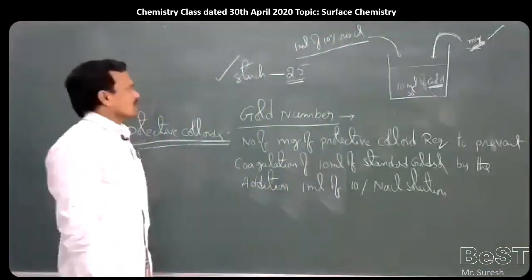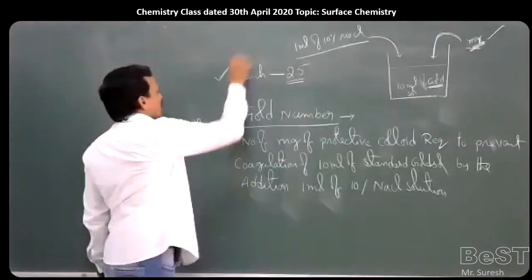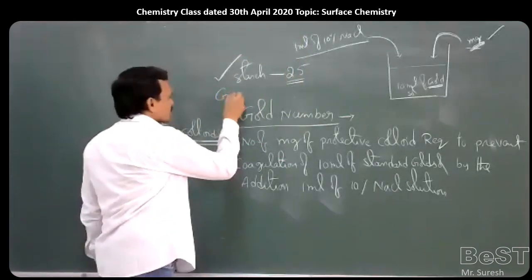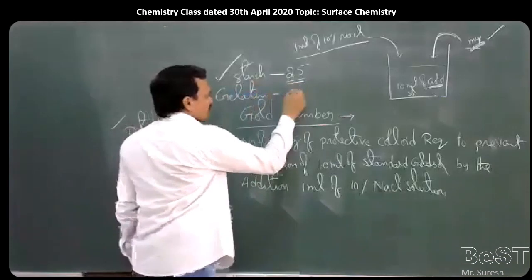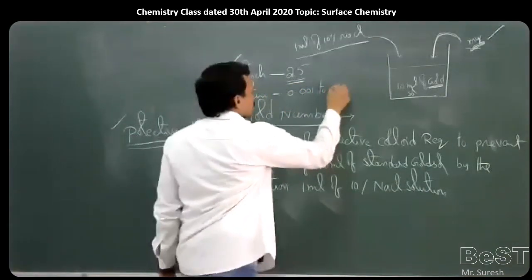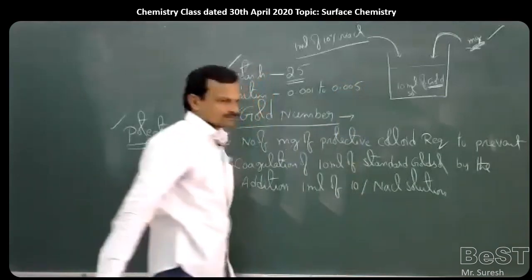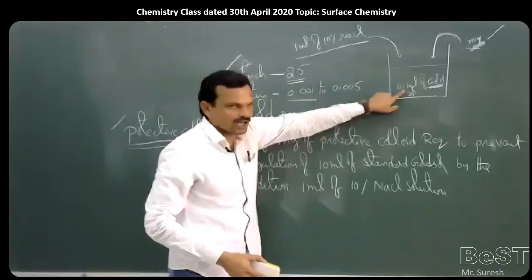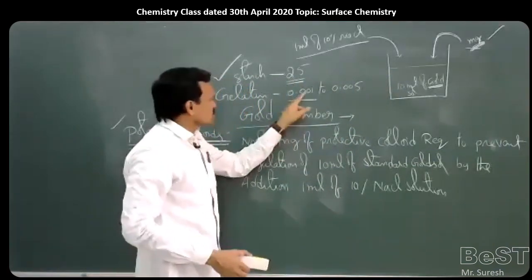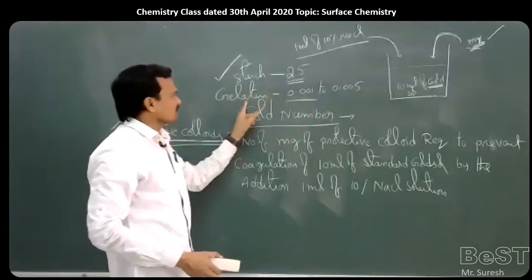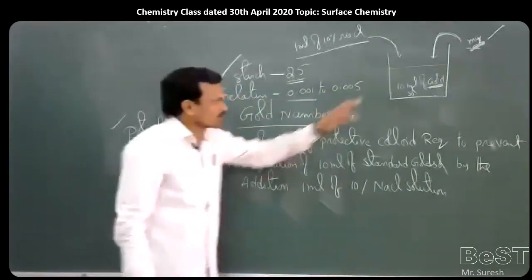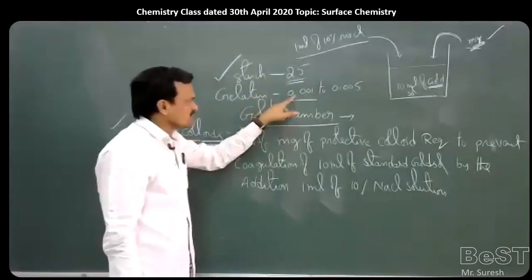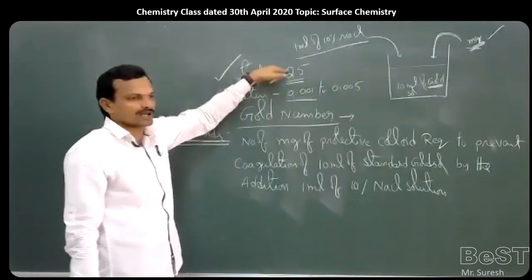Among the known protective colloids, starch has a higher gold number, 25 or more. The least gold number is for gelatin. The gold number of gelatin is 0.0012 to 0.005. So this is a very small value. It means for 10 ml of gold salt, if we add just 0.001 milligrams of gelatin, we can prevent coagulation. For the same 10 ml of gold salt, we require 25 milligrams of starch. That means this is required in small amounts, and this is required in large amounts.